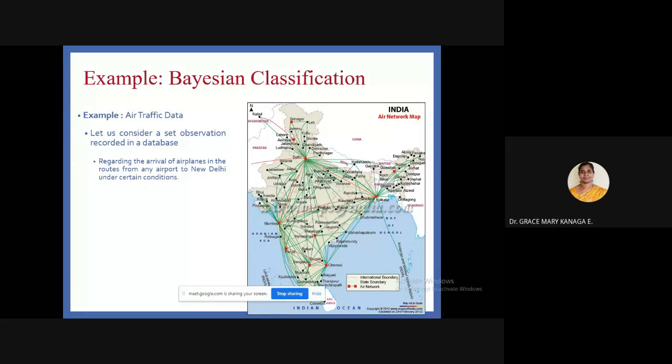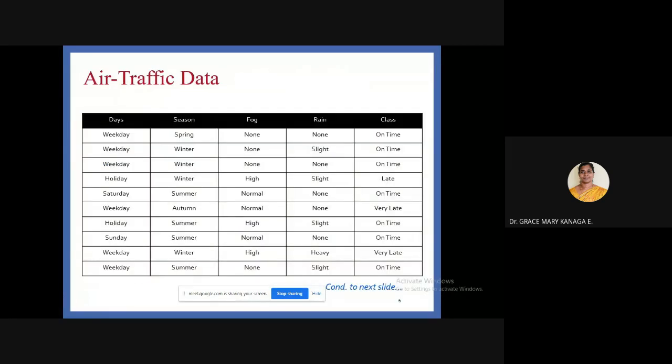Now we'll see an example. Take this air traffic data. Let us consider a set of observations recorded in the database regarding the arrival of airplanes on routes from any airport to New Delhi under certain conditions. This is the air traffic data which is observed. The attributes are days, season, fog, and rain, and based on that you have to decide the class we want to classify.